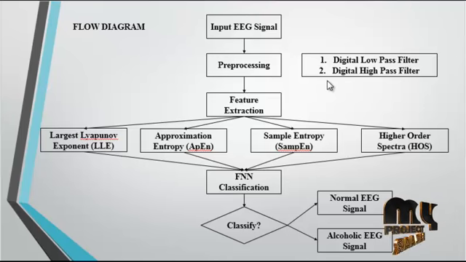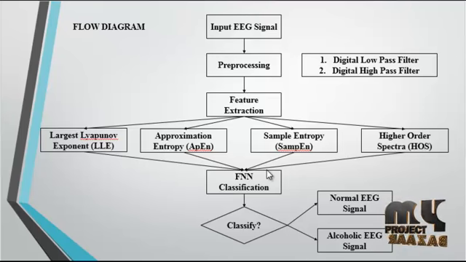After the pre-processing steps, the feature extraction is carried out. The features are extracted from the signal by using these four types of feature extraction methods. The first one is the LLE, then the second one is the APEN, then the third one is the SAMPEN, then the fourth one is the HOS. By using these four parameters, we can extract the corresponding data from the signal, and hence these data are considered as a test feature. After collecting the test feature from the input signal, the classification is done.